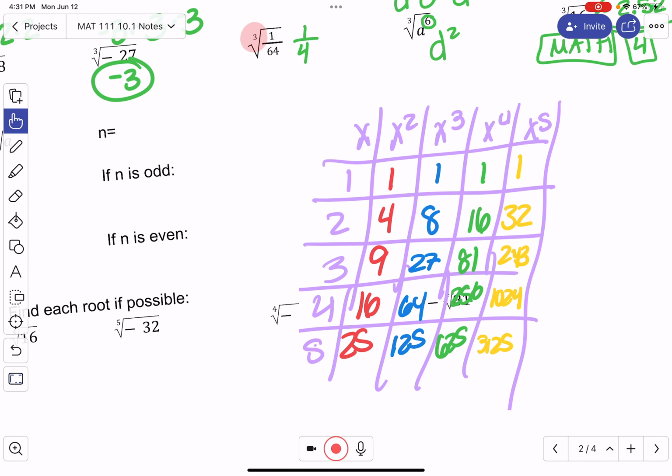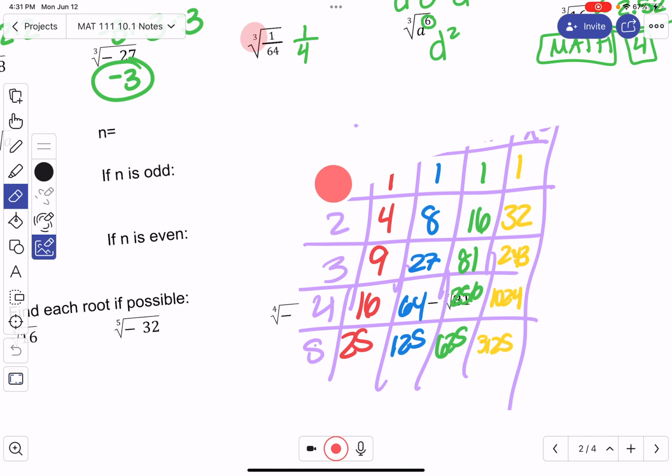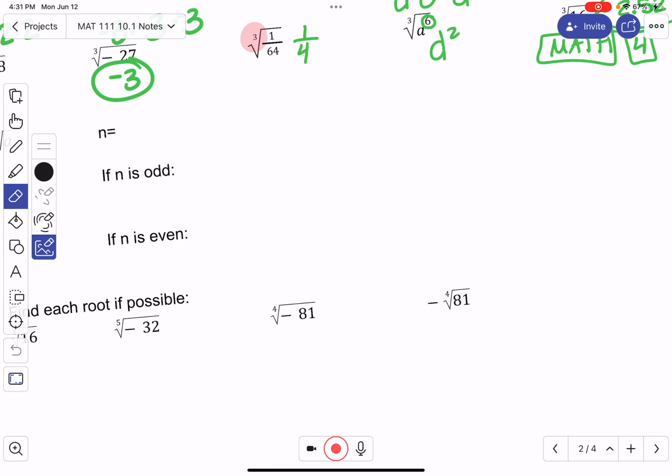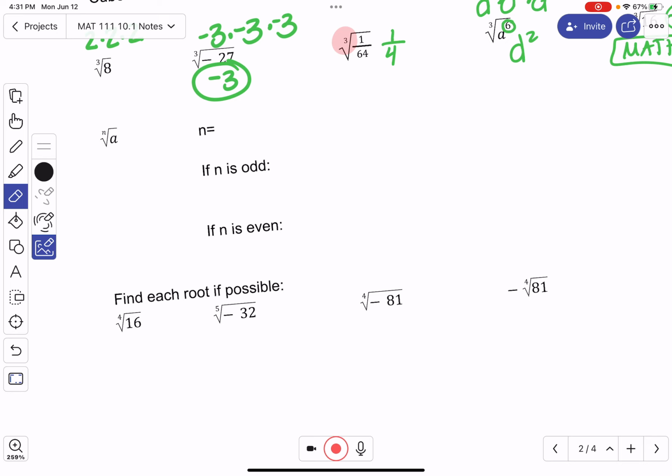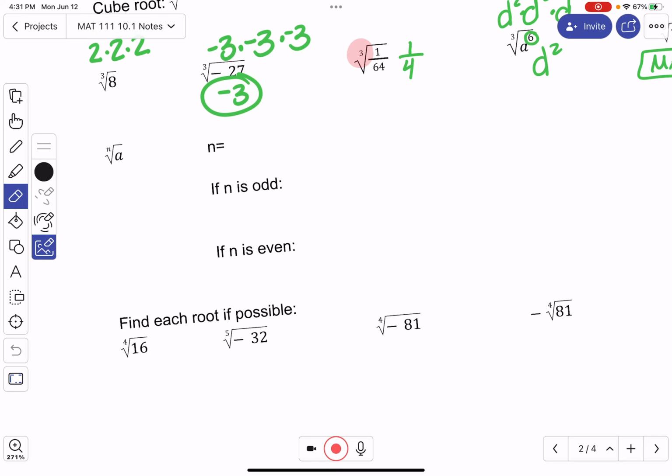Let me move this. I don't know what I'm doing. I'll leave it over there for now and we'll play with it. Okay.